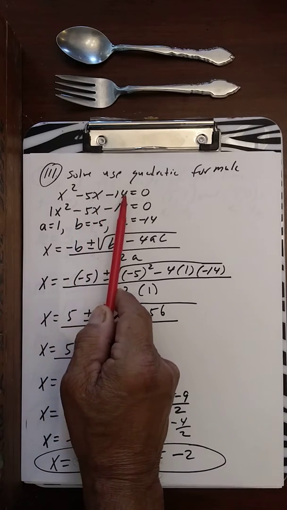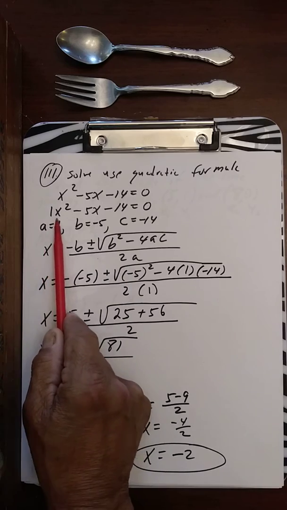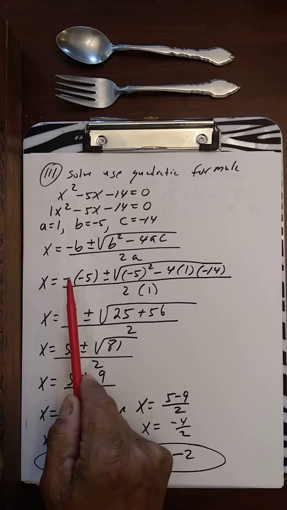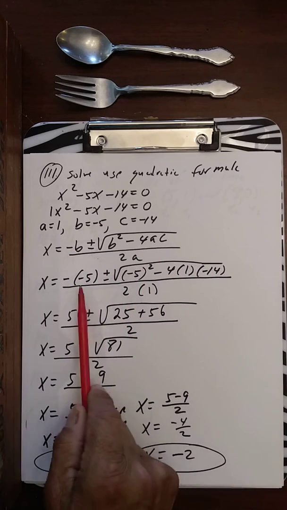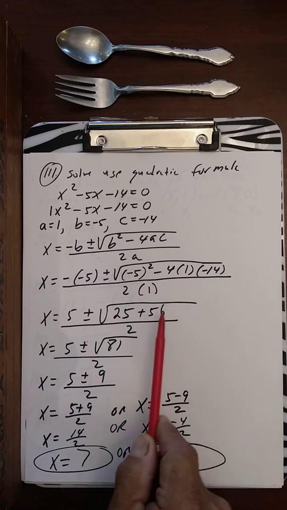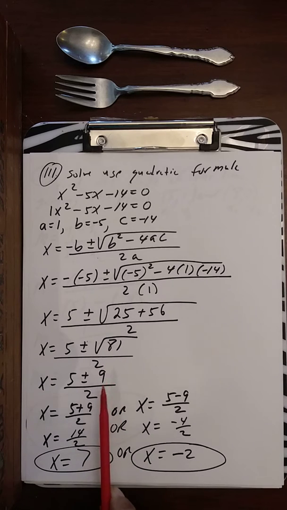X squared minus 5x minus 14 equals 0. That's 1x squared minus 5x minus 14 equals 0. A is that, B is that, C is that. Put them in the formula. So now, negative b, b squared, 4ac. Negative negative 5 is positive 5. Negative 5 squared is 25. And this times this, use a calculator if you want to, is 56. 25 plus 56 is 81. Square root of 81 is exactly 9. 5 plus or minus 9 over 2. 5 plus 9 over 2, or 5 minus 9 over 2. 5 plus 9 is 14 over 2 is 7. 5 minus 9 is negative 4 over 2, which is negative 2. So it's 7 and negative 2.